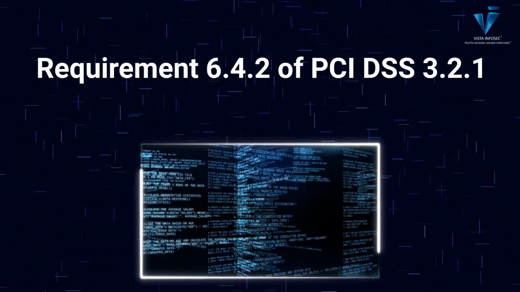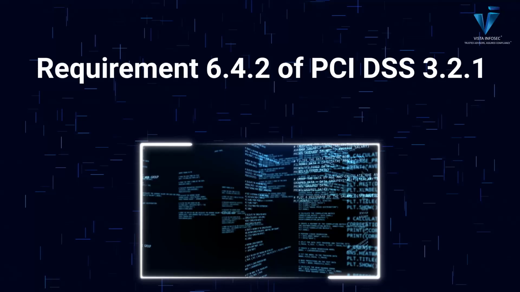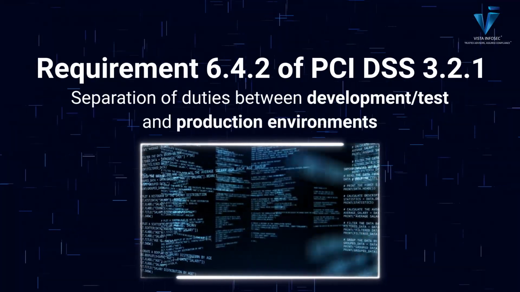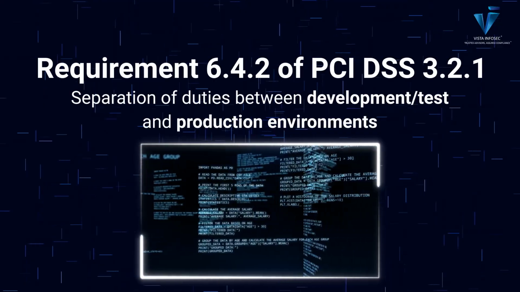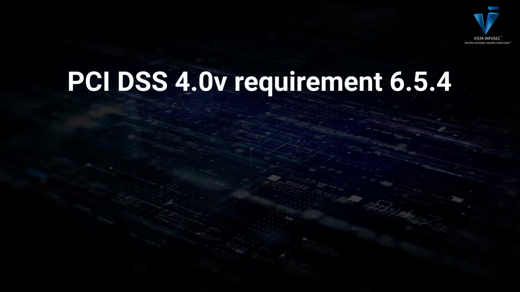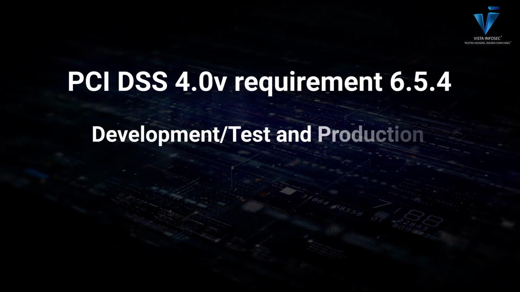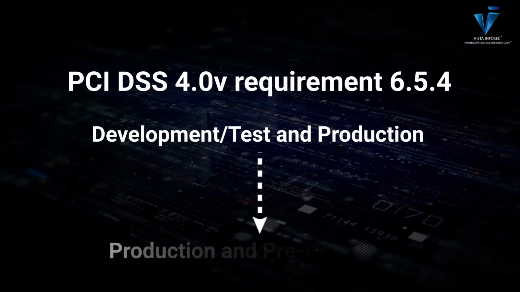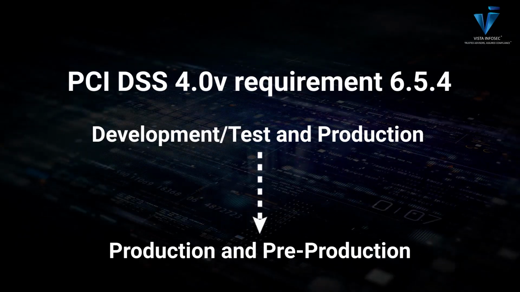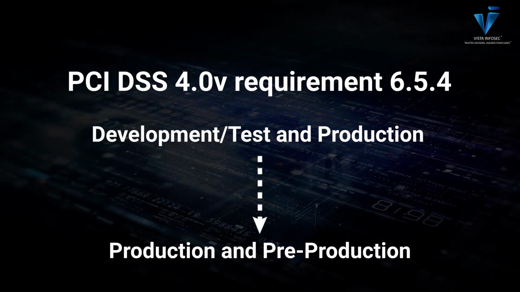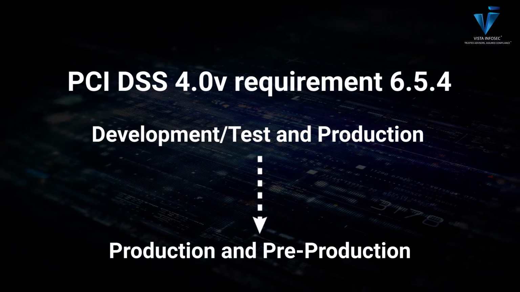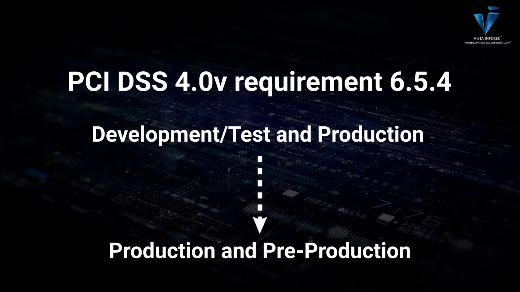6.4.2 of PCI DSS 3.2.1 covers the need for separation of duties also between development and test and production environment. But we see under requirement 6.5.4 of PCI DSS 4.0 it essentially changed from development and test and production to production and pre-production. That's it. And then they changed the term to separation of duties, which clarified that the separation of roles and functions between production and pre-production is intended to provide accountability so that only approved changes are deployed.